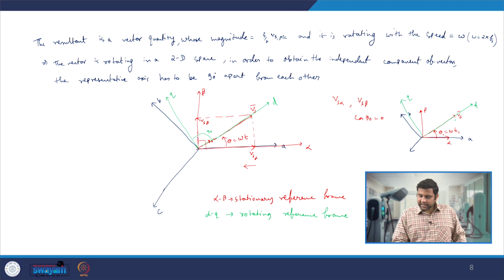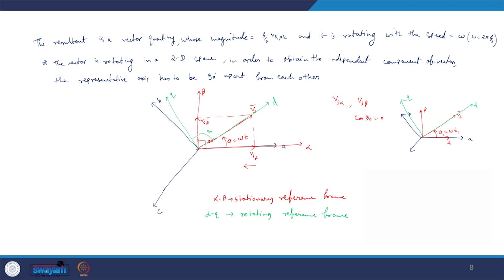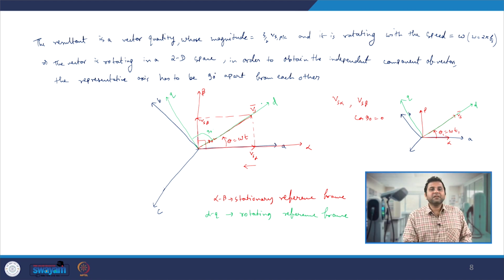If we take this vector Vs along this direction, then the D axis will be here and the Q axis will be here. Accordingly, these dq axes are also rotating along with this space vector, and since these dq axes are 90 degrees from each other, they are also independent of each other. That means whenever you make changes on the d component, there is no effect on the q component, and whenever you make changes in the q component, there is no effect on the d component.